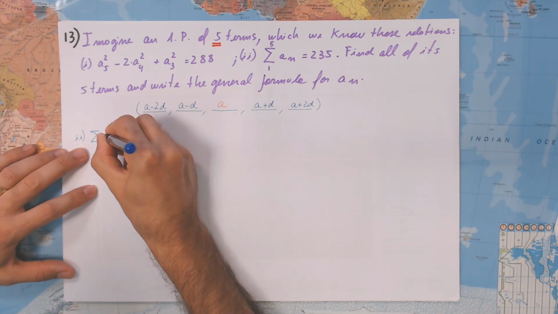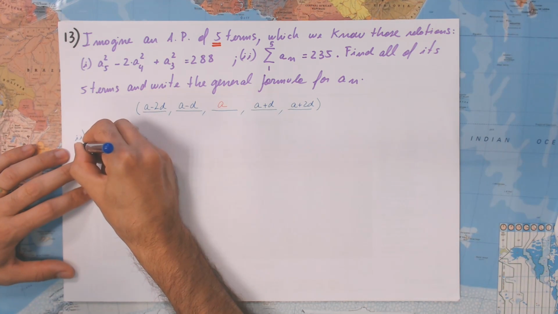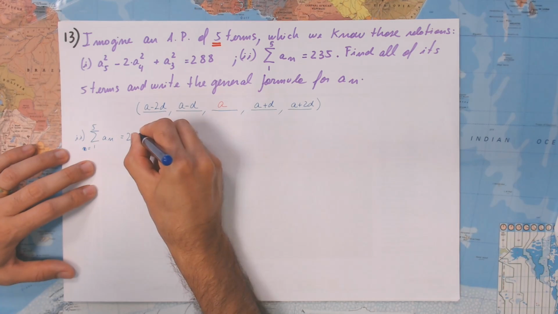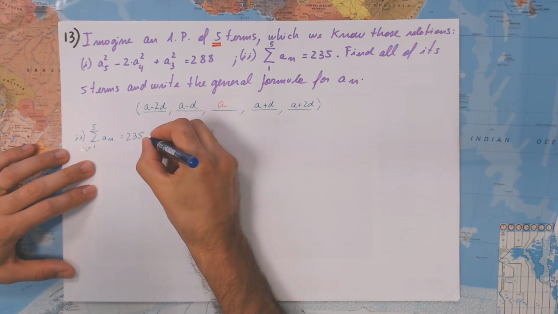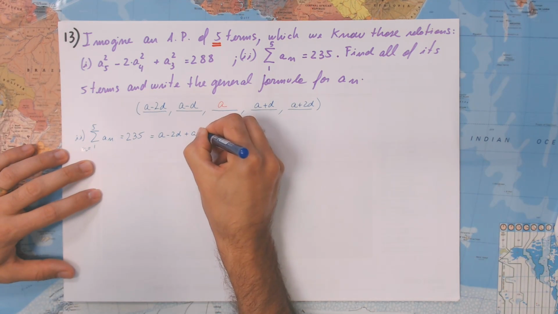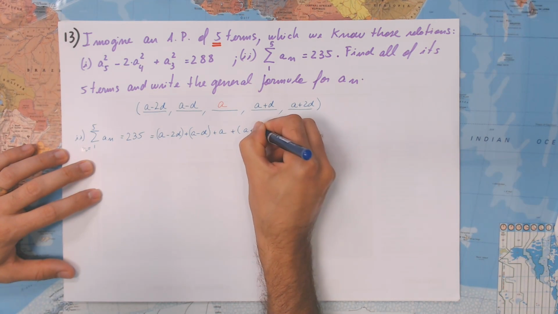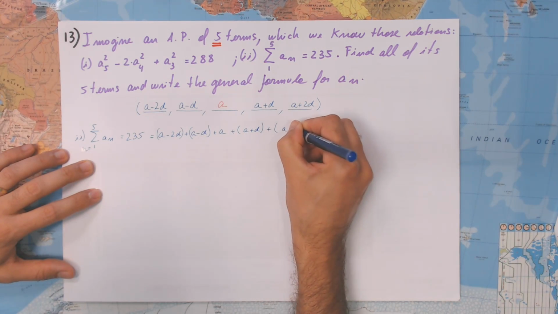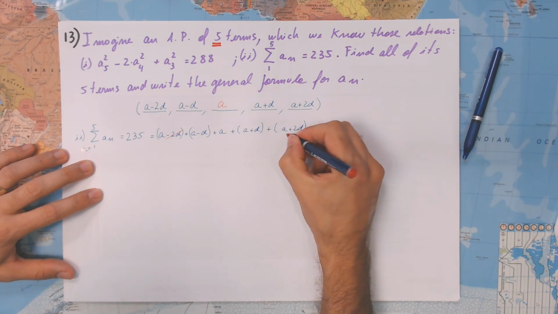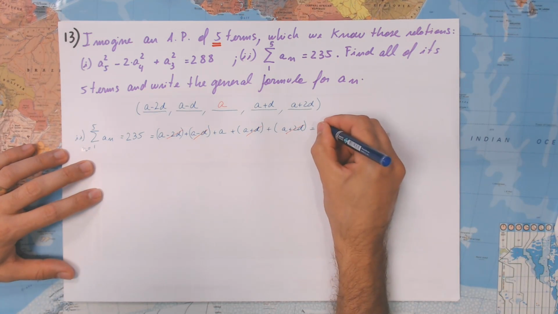The summation of all the terms, this we can write like this, n equals 1 up to 5, and this is going to be 235. And this is going to be what? A minus 2D plus A minus D, look, the terms in here, plus A plus A plus D plus A plus 2D. But of course, A plus 2D with this one, they cancel. This one cancels. In the end, we just have 5A.